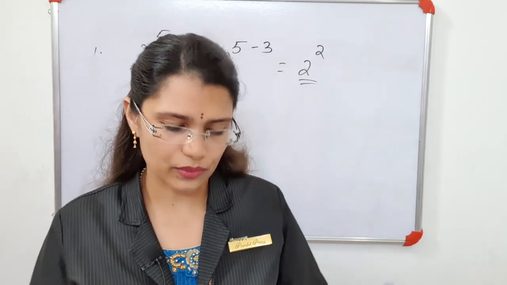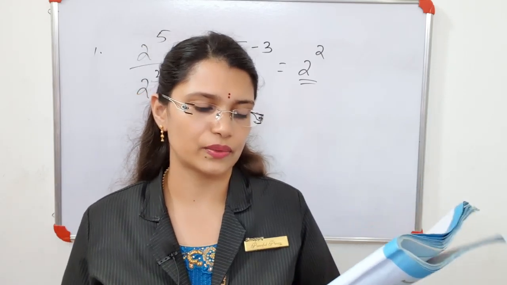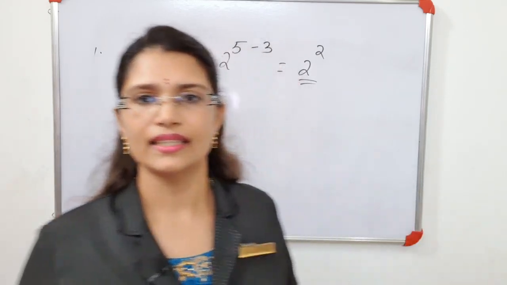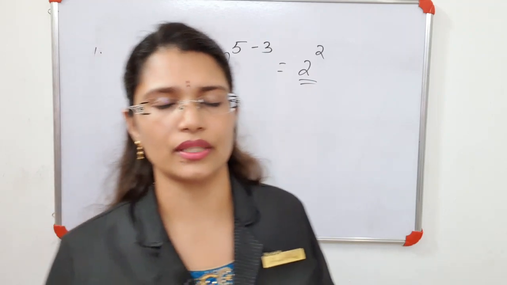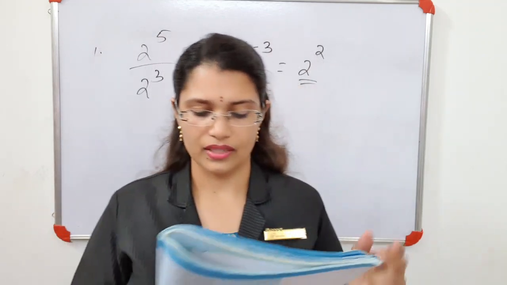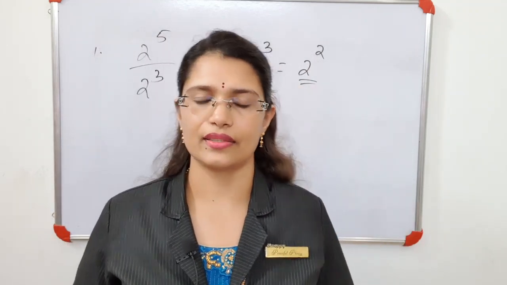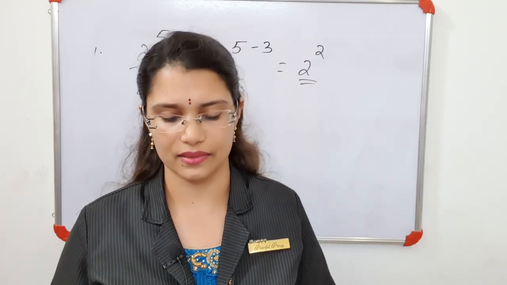Then second question, what is 10 raised to 9 divided by 10 raised to 4? That you can do as homework. 10 raised to 9 divided by 10 raised to 4. 9 minus 4, that's it.